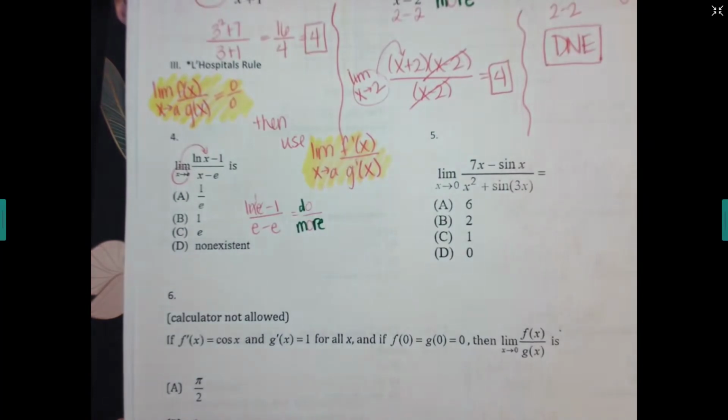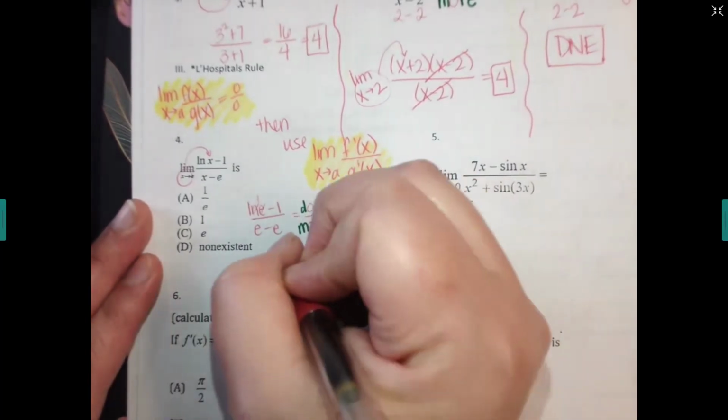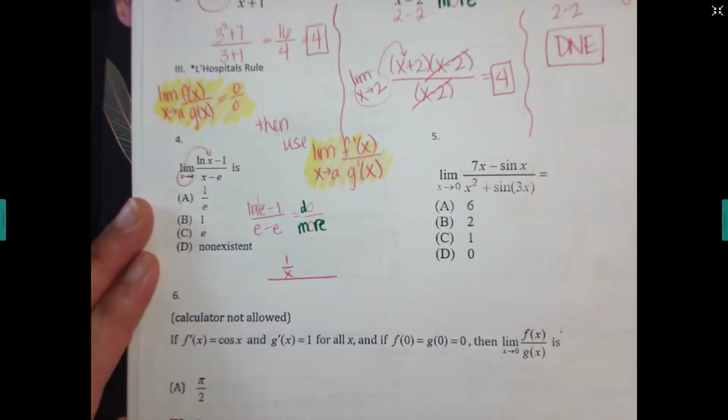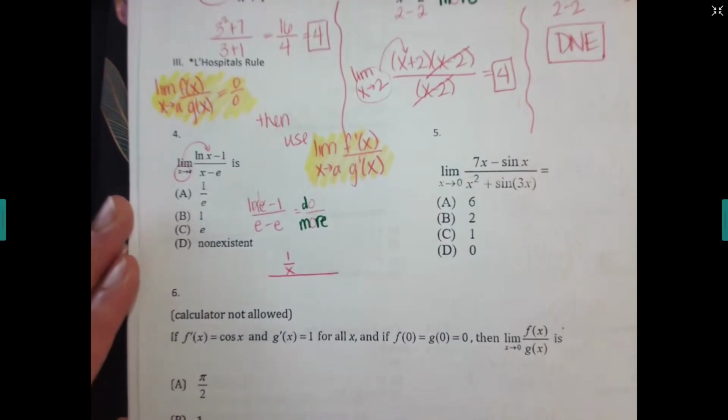Now, if factor cancel would work, I would try that. But obviously there's no way that I can factor that. So L'Hopital's rule is another way that I can get around the do more situation. What is the derivative of ln x minus 1? 1 over x. Very good. Now, what happens to the minus 1 if you're taking the derivative? Yeah, it just goes to 0.